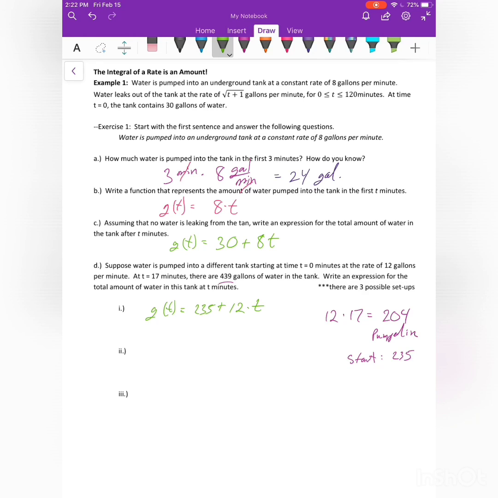So there's a few ways to go about this. I like that one. It's very logical. I think a slightly easier approach is that this is actually an ordered pair. They're saying at this time, there's this many gallons.